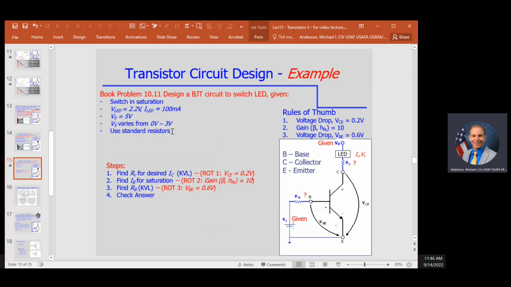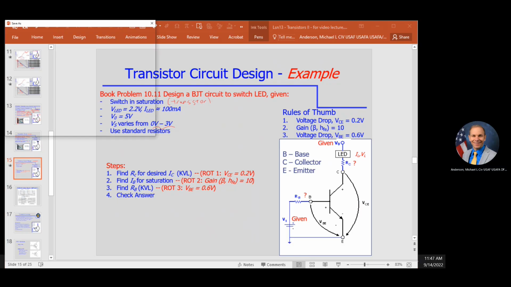Okay, so here's an actual example. This is problem 10.11 from the book. We're asked to design a BJT circuit to switch an LED, and we want the transistor to operate in saturation. And we're told the LED has a 2.2 volt voltage drop, so it's probably a green LED, and we want a current through the LED of 100 milliamps. And we're told V naught is 5 volts and Vs varies from 0 to 3 volts, and use standard resistors. So take a look at that problem, think about that.